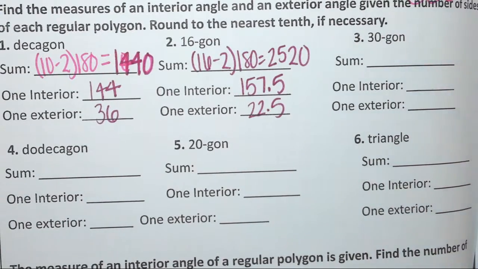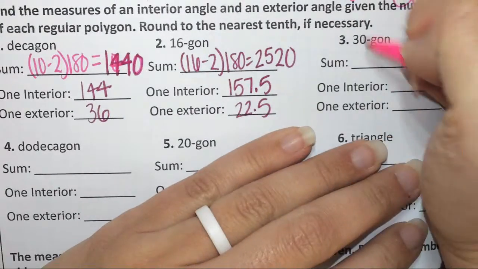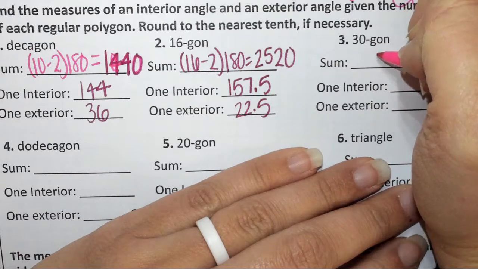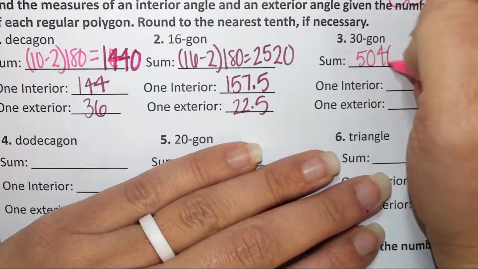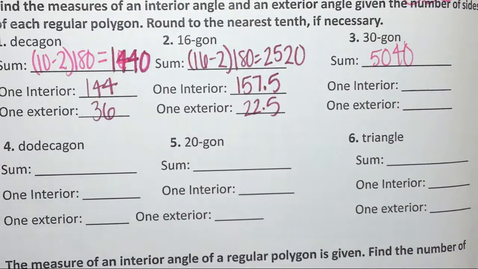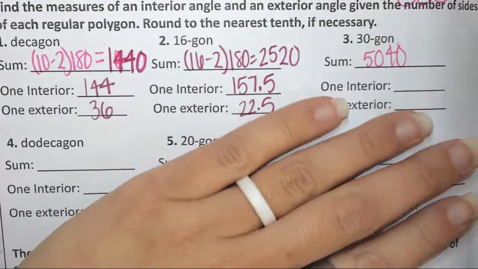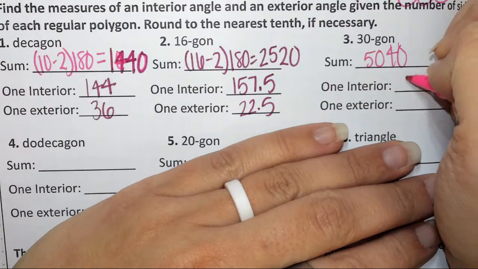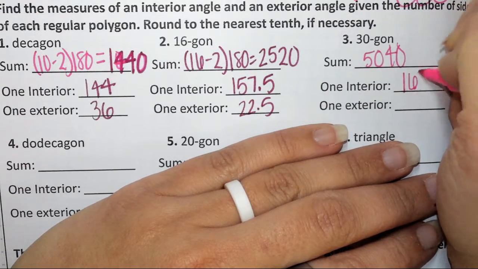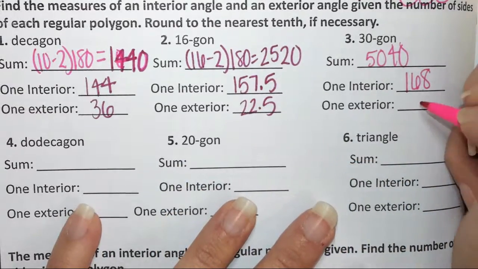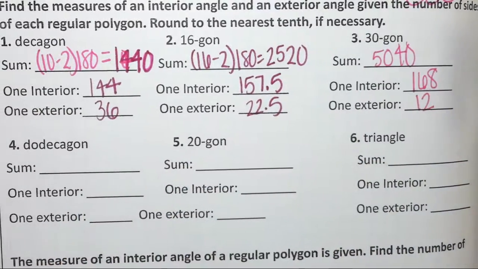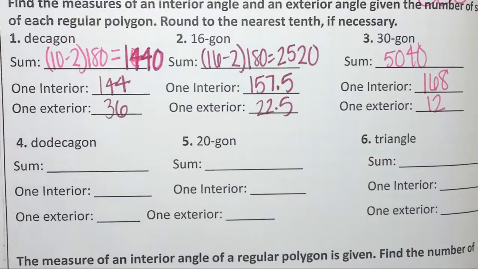Alright, number 3. What did we get for the sum? 5,040. Okay. And then you divide that by what? 30. And you get? 168. Okay. And then to get exterior, you do 360 divided by 30, and you get? Awesome. Alright, number 4.